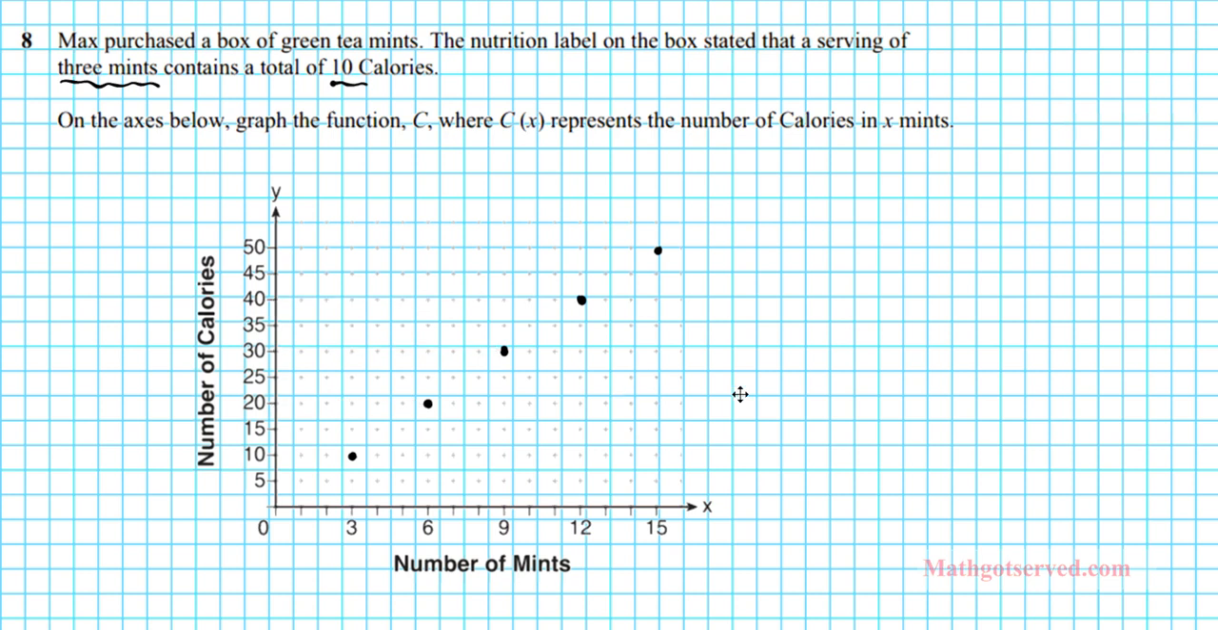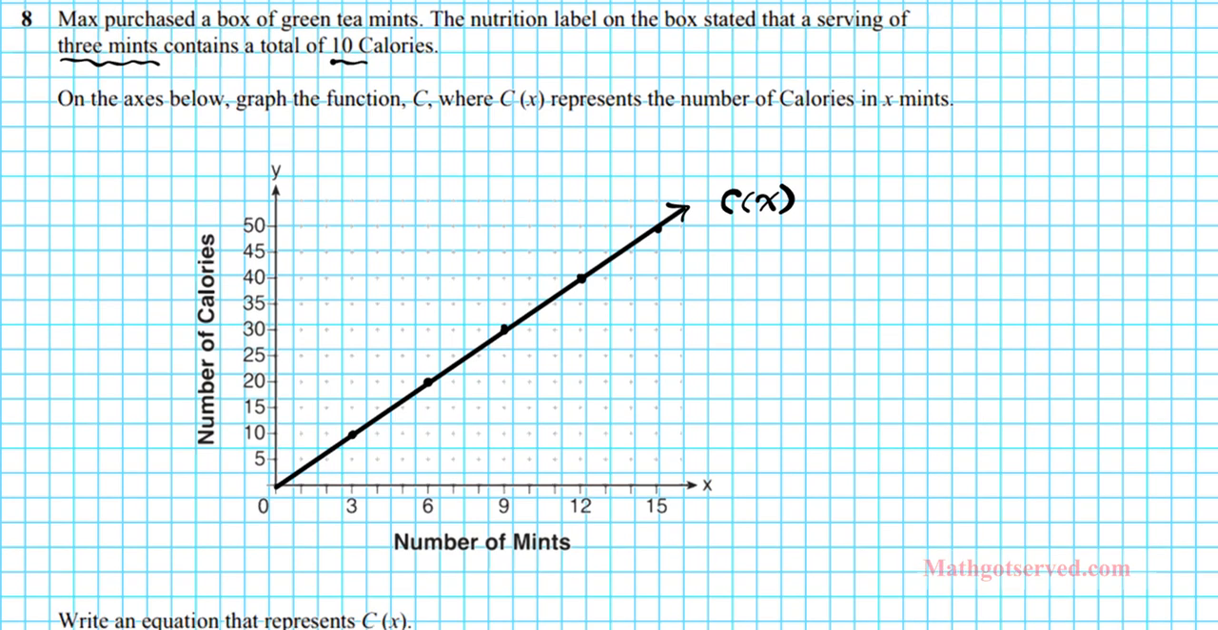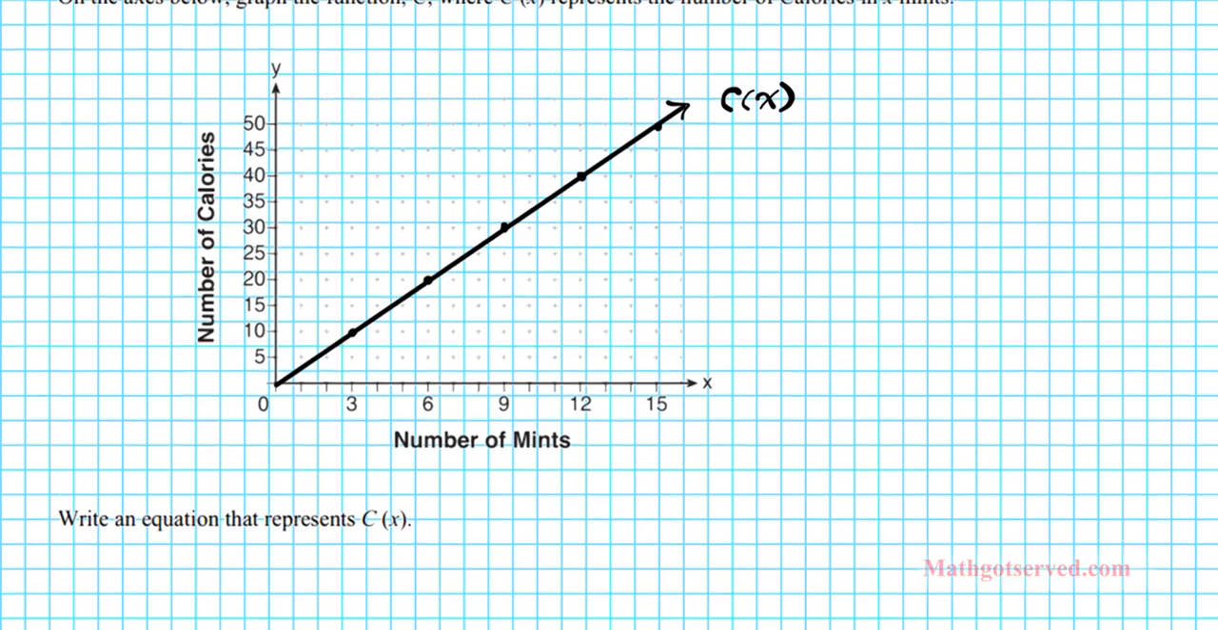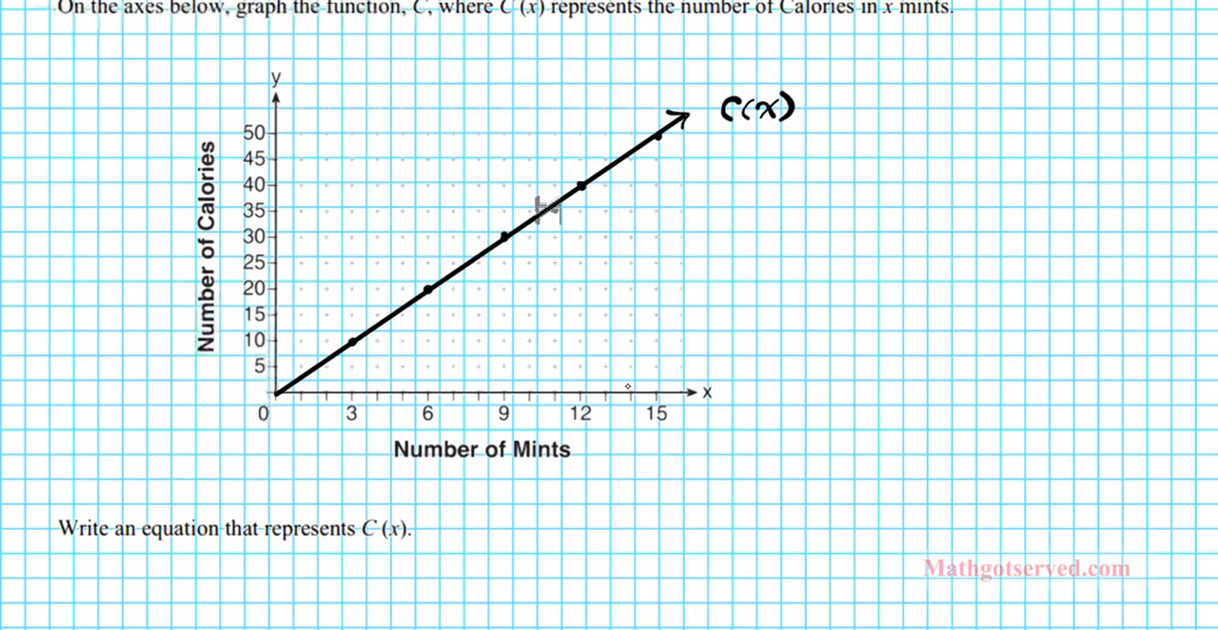Now let's graph the function. It's going to be a straight line with a slope of 10 over 3. So there goes the line of our function right there. Okay, so this is a perfectly straight line. All right, let's label it. This is known as c of x. C of x. All right, now the next part says we should write an equation of this line.